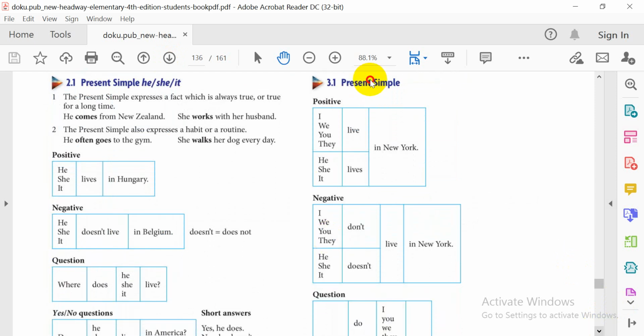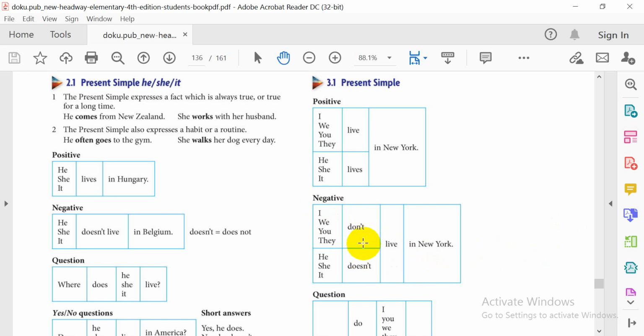But if it is a main verb, like live, run, play, all these verbs, if we want to make them negative and the subject is I, we, you, or they, we must put don't. If the subject is one of these four, we add don't and complete the rest of the sentence. I don't live in New York.